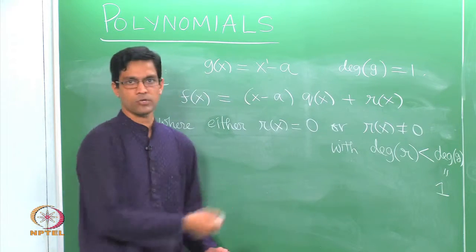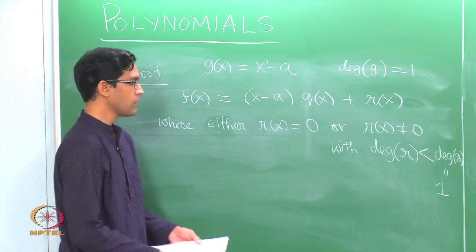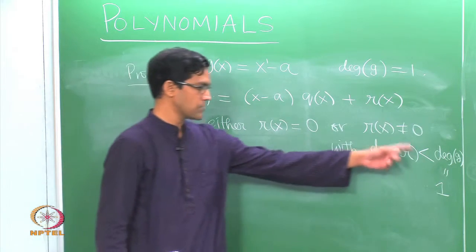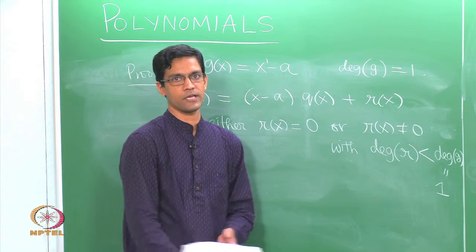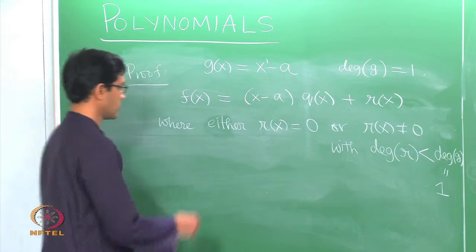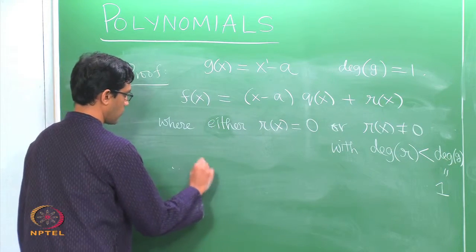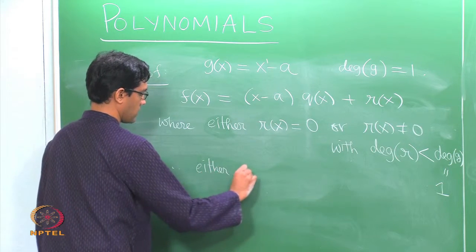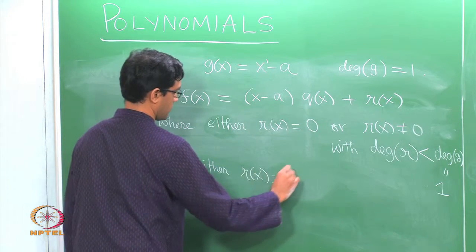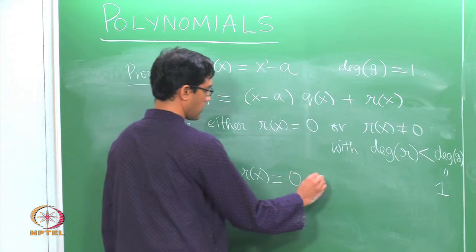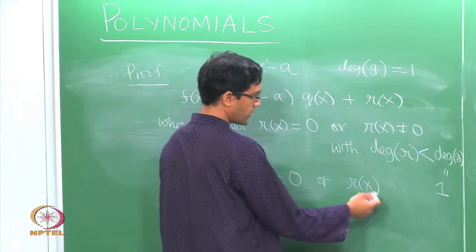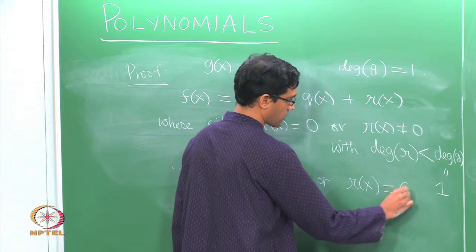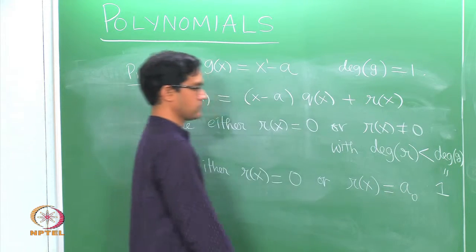So what does that tell us about the degree of the remainder r? It can only be a 0 because the degree is strictly smaller than the degree of g, and the degree is always 0 or higher. So therefore we conclude that either r of x is 0 or r of x has degree 0. Now what does a degree 0 polynomial look like? It has only got a constant term, right.